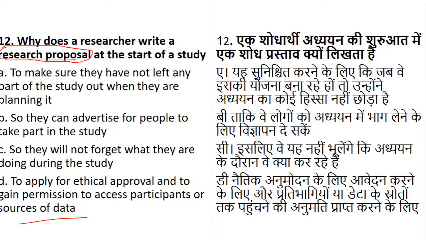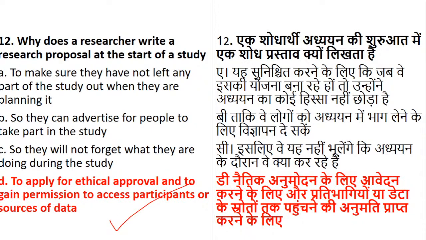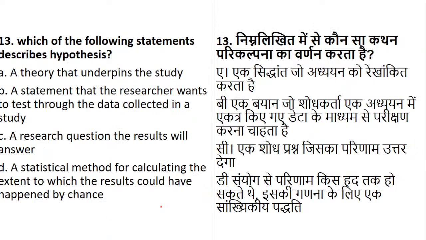Okay, so the research proposal does not talk about anything which is left out, does not talk about any advertisement, does not talk about any checklist. It only talks about the ethical approval and the permission to get the respondents, in order to get their research questionnaire or research interview done, depending upon what topic they have selected. So research proposal gives ethical permission and accessibility. Okay, fine. Now, question number 13, everyone.